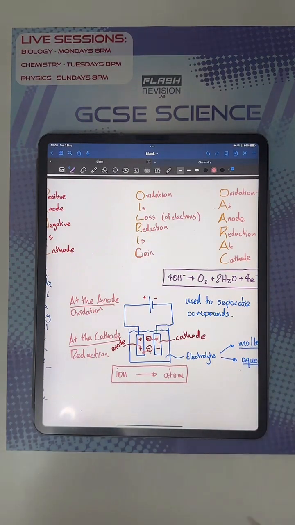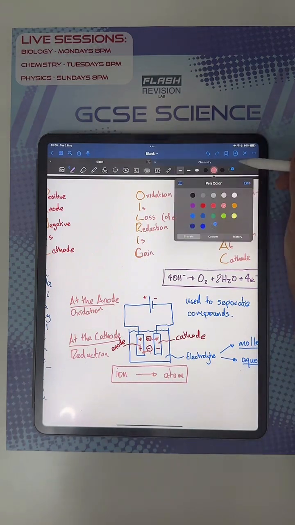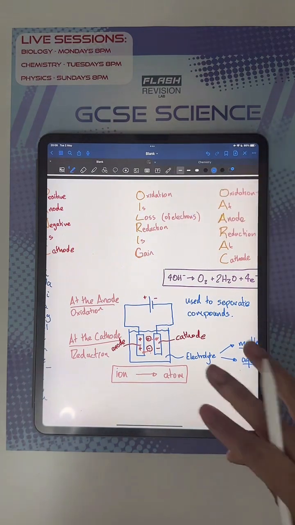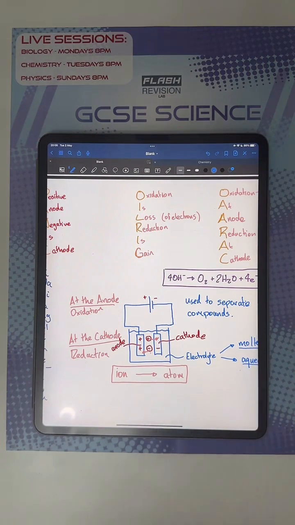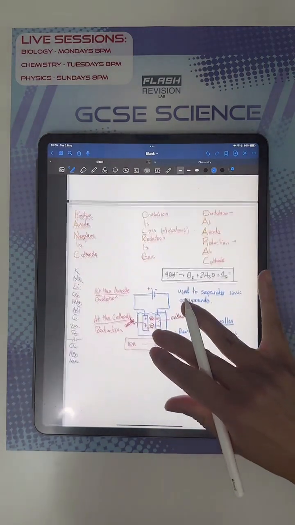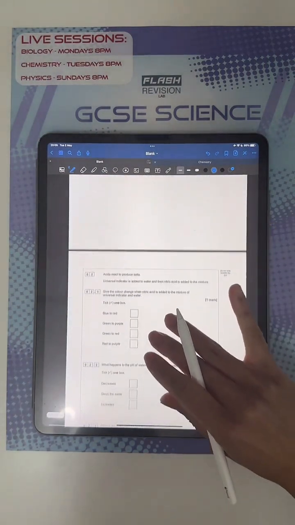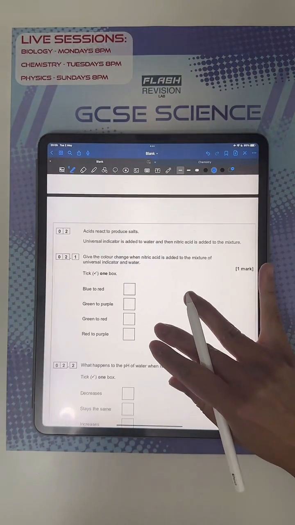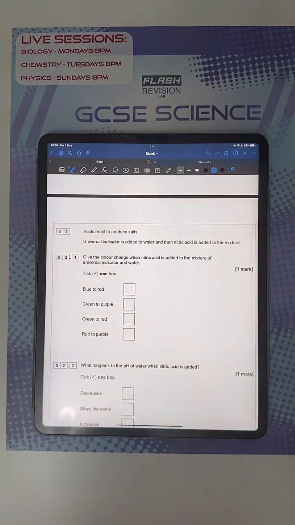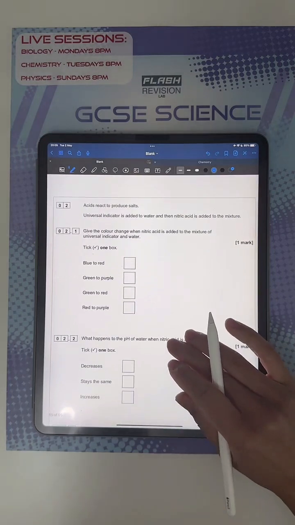Okay, so we'll come back to this and we'll use it in some of these questions, and hopefully it'll make more sense as we do more questions. On to the first question. I think the first question's on acids and bases. I'm going to go through the acids and bases ones quite quickly. I'm going to focus on electrolysis the most.